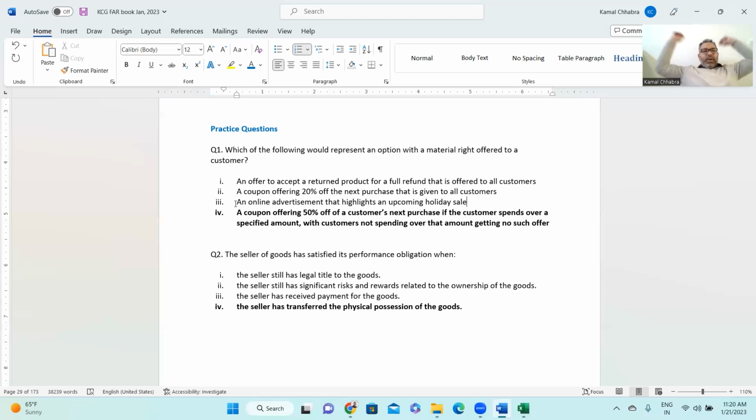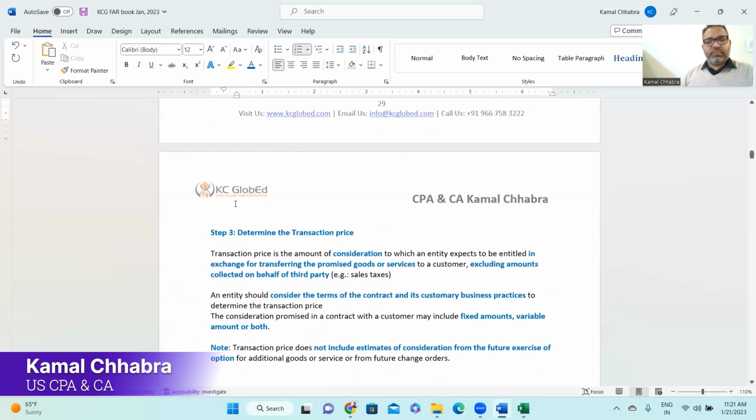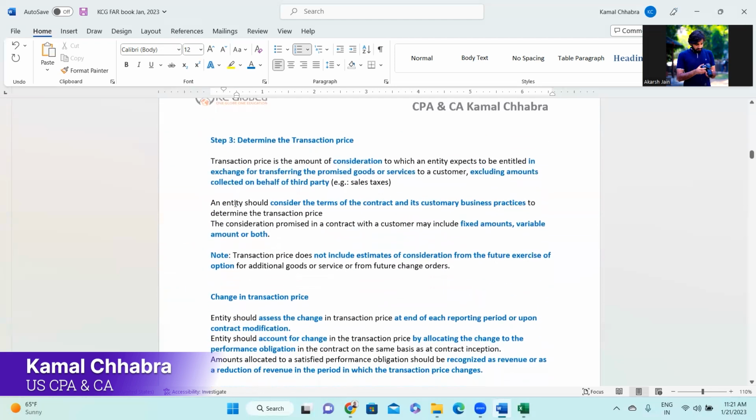Okay. So any doubt on step 2? We are done with step 2 also, which is identification of performance obligation. Shall we jump into step 3? Yes, sir. Okay, so step 3 is determining the transaction price.